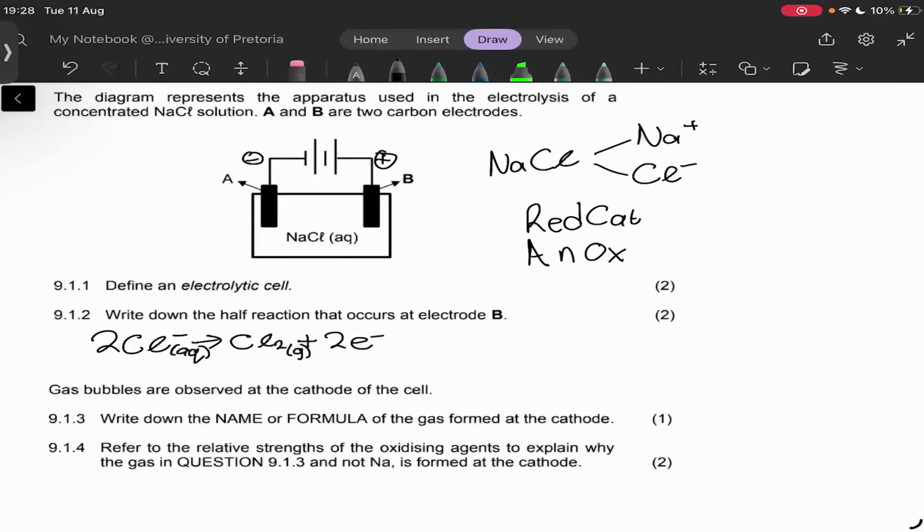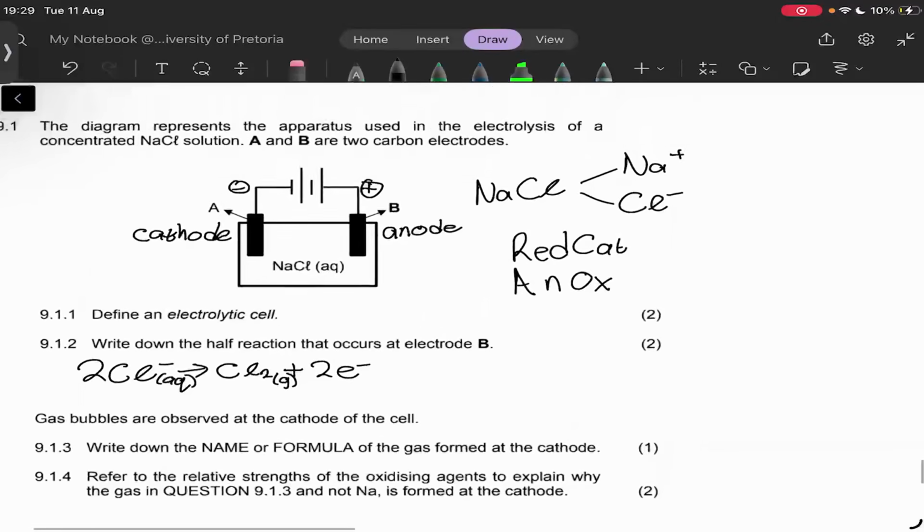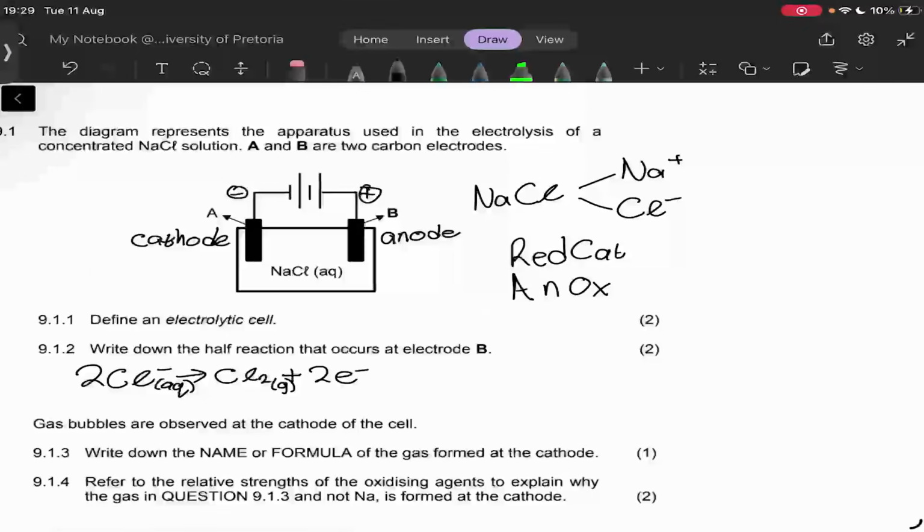So I'll have anode over here. And then over here, I have cathode. Okay? Cool. And now let's go to 9.1.3. Let's write down the name of the formula of the gas formed at the cathode. Bubbles observed at the cathode. What gas is being formed at the cathode?